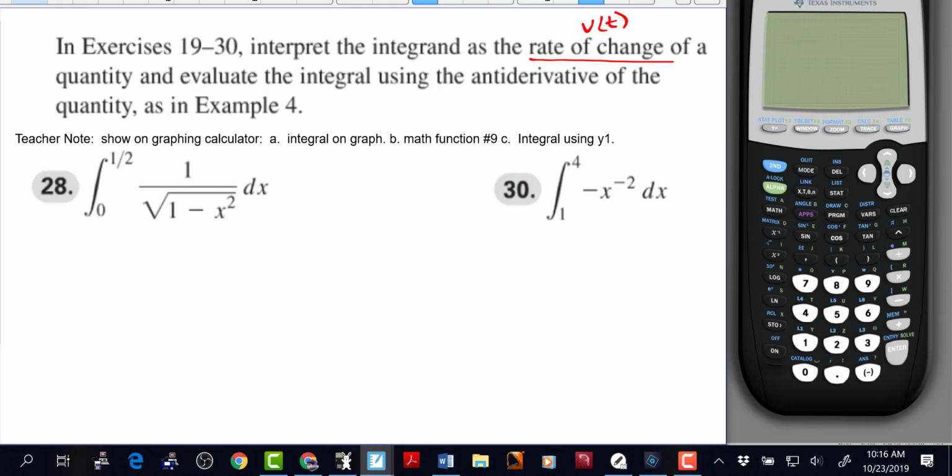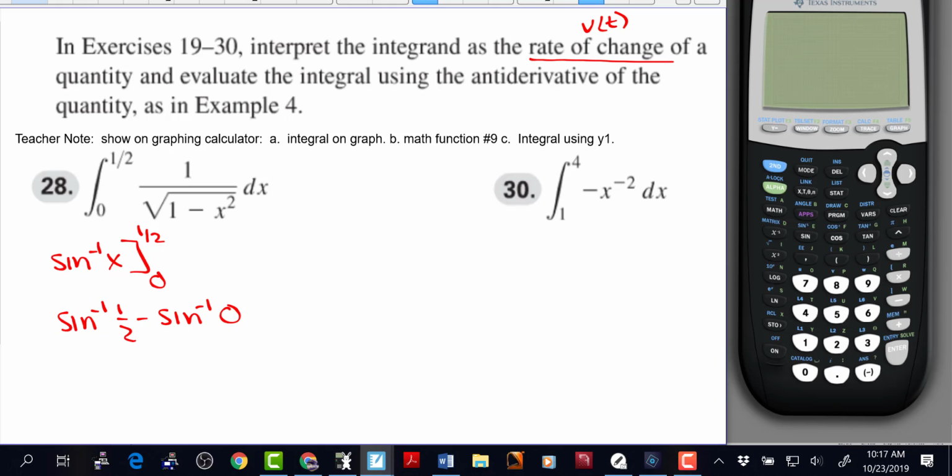So let's do this one by hand, and then I'll show you a bunch of stuff on the calculator. What do you take the derivative of to get this? What is it? Inverse sine, right? So the antiderivative is inverse sine of x, and we're evaluating from 0 to 1/2. So we want the inverse sine of 1/2 minus the inverse sine of 0.